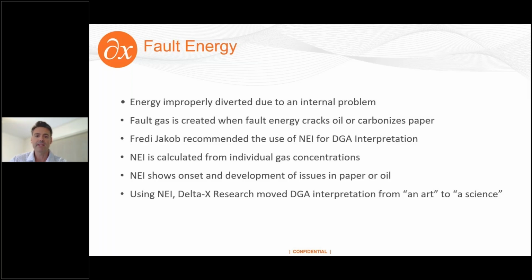NEI, or normalized energy intensity, is calculated from individual gas concentrations and shows the onset and development of issues in the oil and the paper. Delta X Research moved DGA interpretation from an art to a science by showing how NEI can resolve known difficulties in DGA and provides a valid statistical indicator of relative risk. And Annex F, in the IEEE C57.104, also describes how to use NEI for DGA.